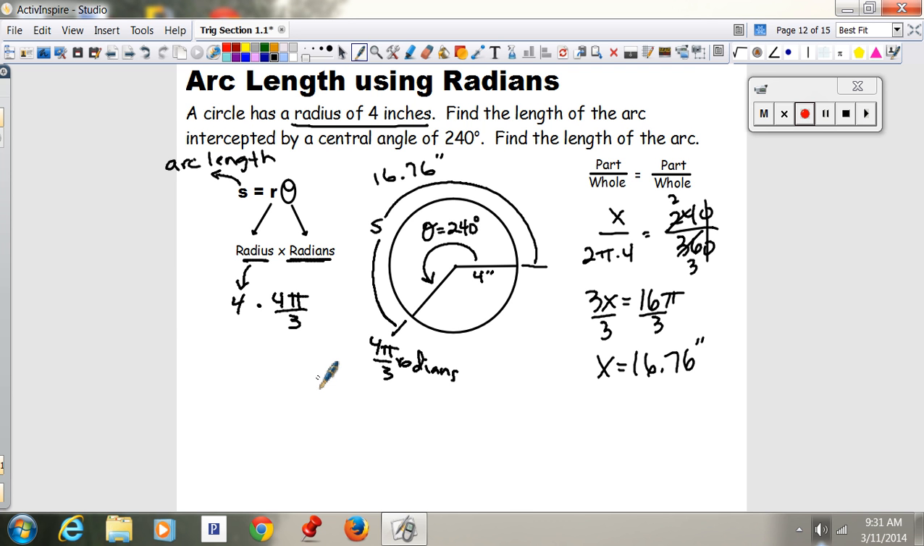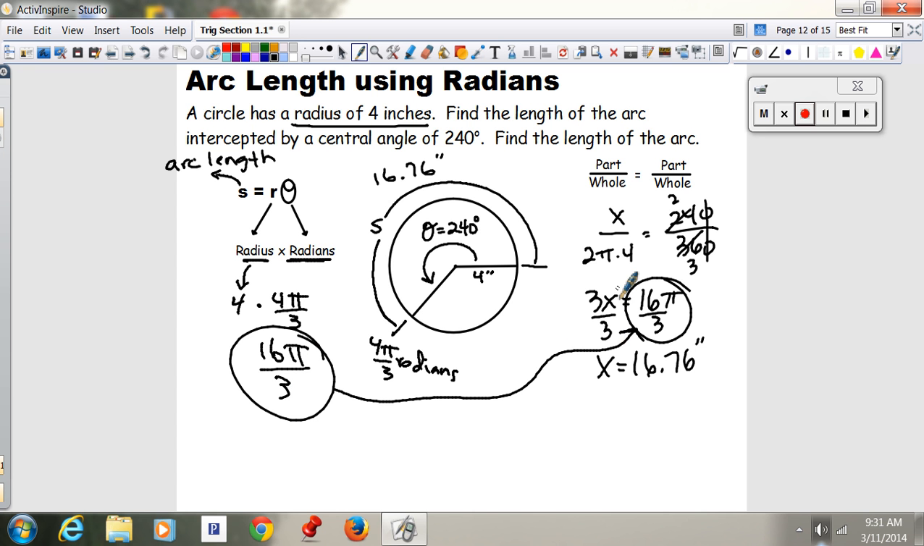So if I know that I've got 4 pi over 3 radians, and each one of them is 4 inches long, couldn't I just multiply those two together to get how long the arc is? Each radius is 4 inches, and you got 4 pi over 3 of them. What's 4 times 4 pi? 16 pi over 3. Does this look familiar? It was right there. You got the same answer either way, but you just multiply two things to get your answer.